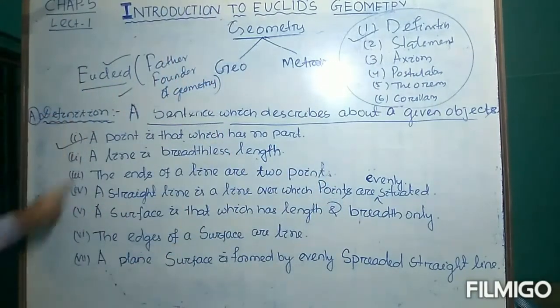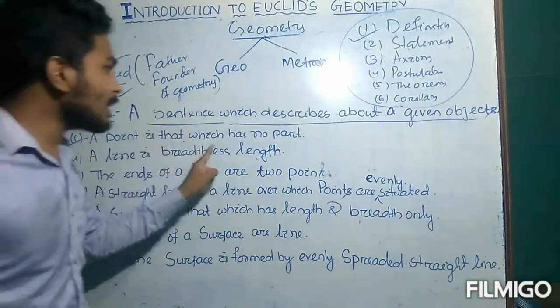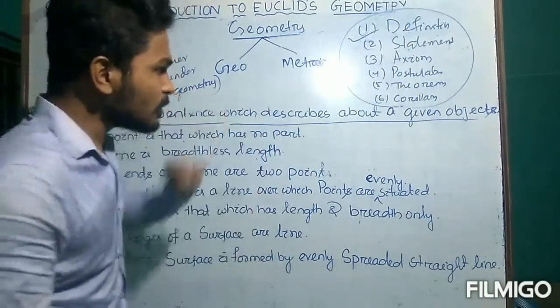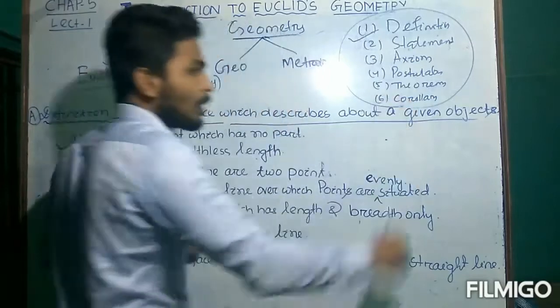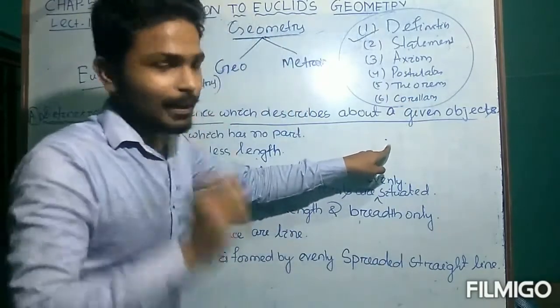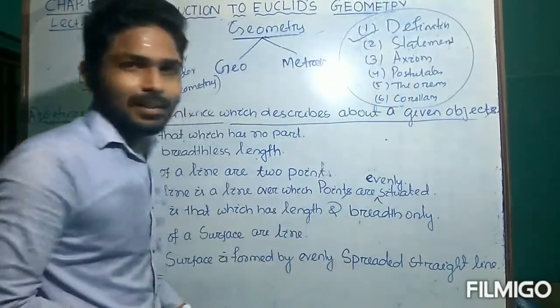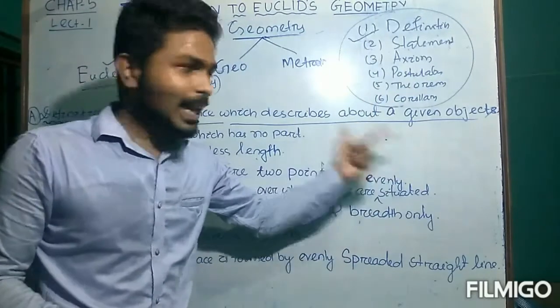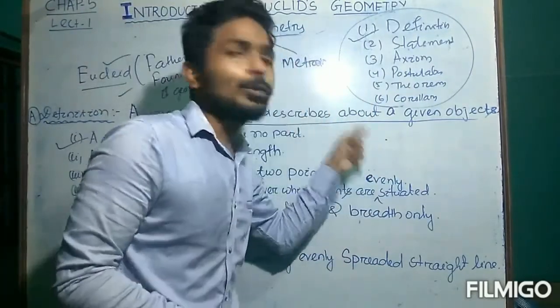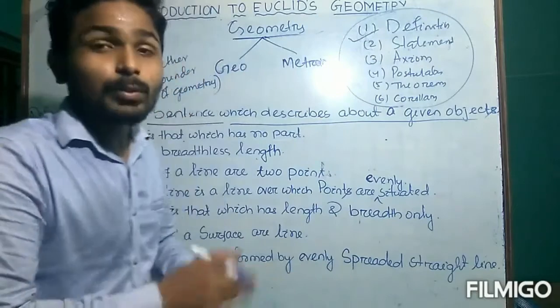First one is, a point is that which has no part. Suppose we are talking about a point. What is this? This is a point. So what is a point? Explain it. A point is something which has no part or which has nothing.